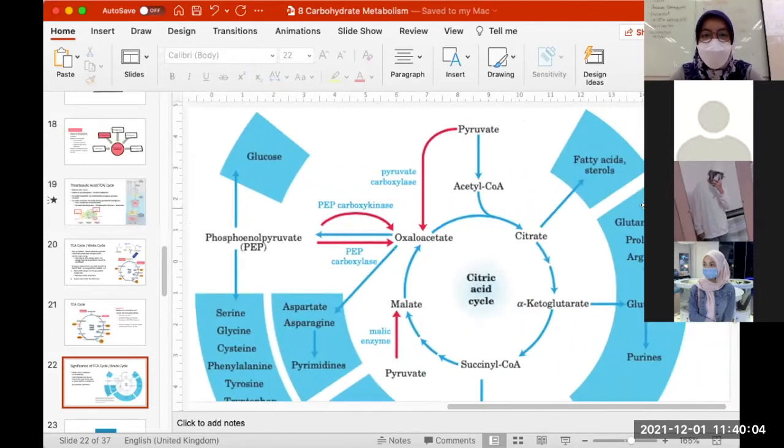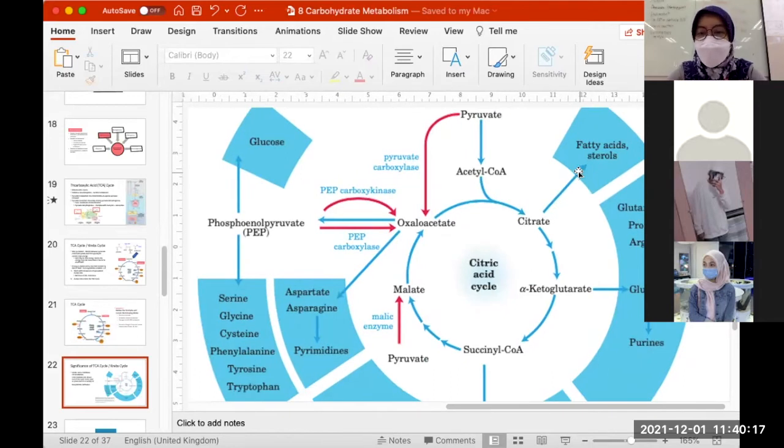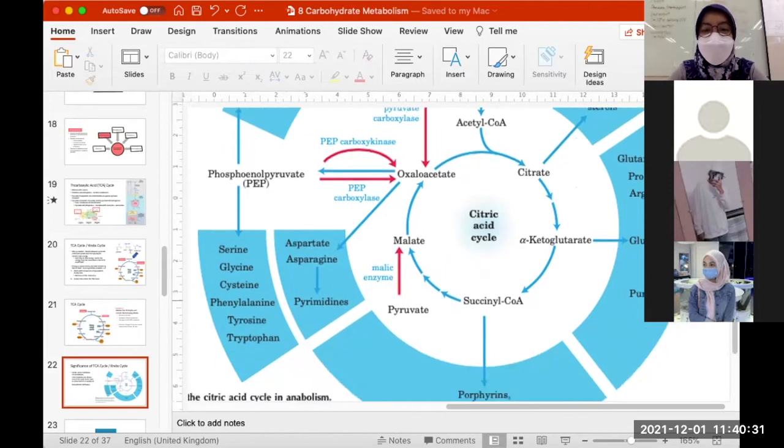So these are the significance. For example, one of the intermediates, citrate. This citrate is used to produce fatty acids in our body. Another example, alpha ketoglutarate. Alpha ketoglutarate can undergo reactions and form glutamate, a type of amino acid which is important in building protein.